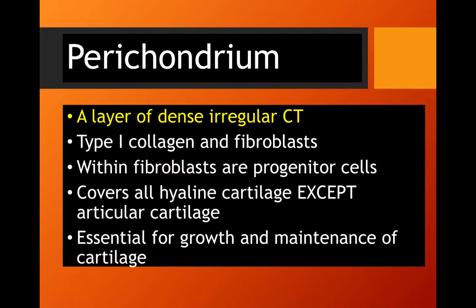The perichondrium is a layer of dense irregular connective tissue. Take note, if asked what is the fundamental type of tissue of the perichondrium, you'll answer connective tissue. What is the subtype? It's the connective tissue proper. And what is the specific subtype? It is a dense irregular connective tissue. Doc, does the perichondrium cover all? It covers all hyaline cartilage except the articular cartilage. Take note of this.